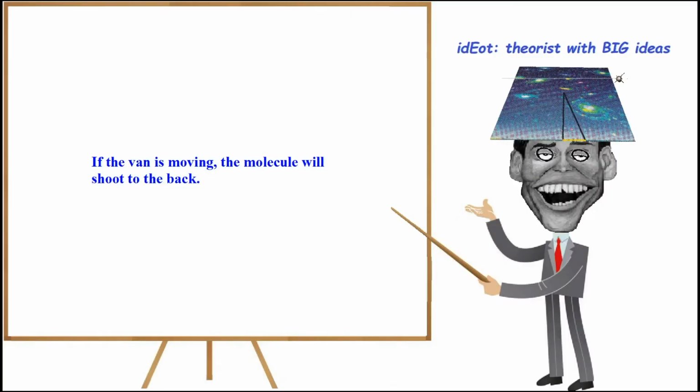Okay, so another fellow just says in there, another flat earther, I guess, says, if the van is moving, the molecule will shoot to the back. So this fellow doesn't believe that it stays still. He says it shoots backwards. Something is pushing it or pulling it backwards to the back of the car. That's what he thinks. So we have all these versions there, okay? Not everybody thinks in the same way.